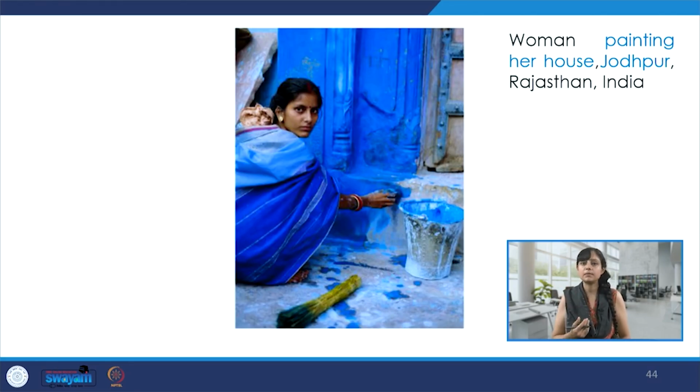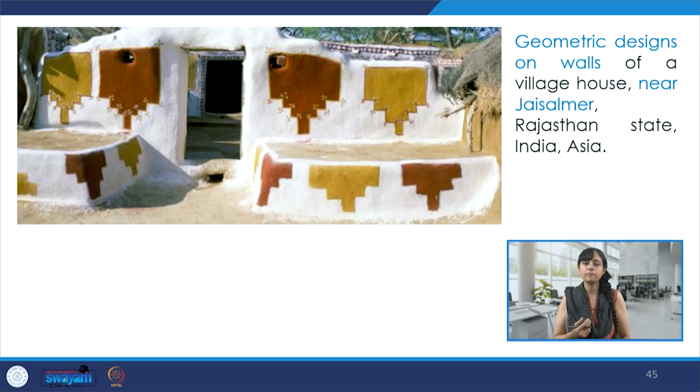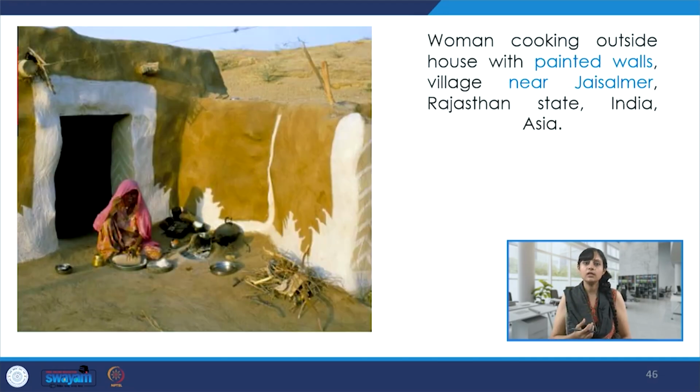This is another example that we see over here. We see a lot of geometric designs, sometimes non-geometric designs, motifs and patterns on these houses. This one is from Jaisalmer and it uses some beautiful color pigments and these get accentuated against the backdrop of white.